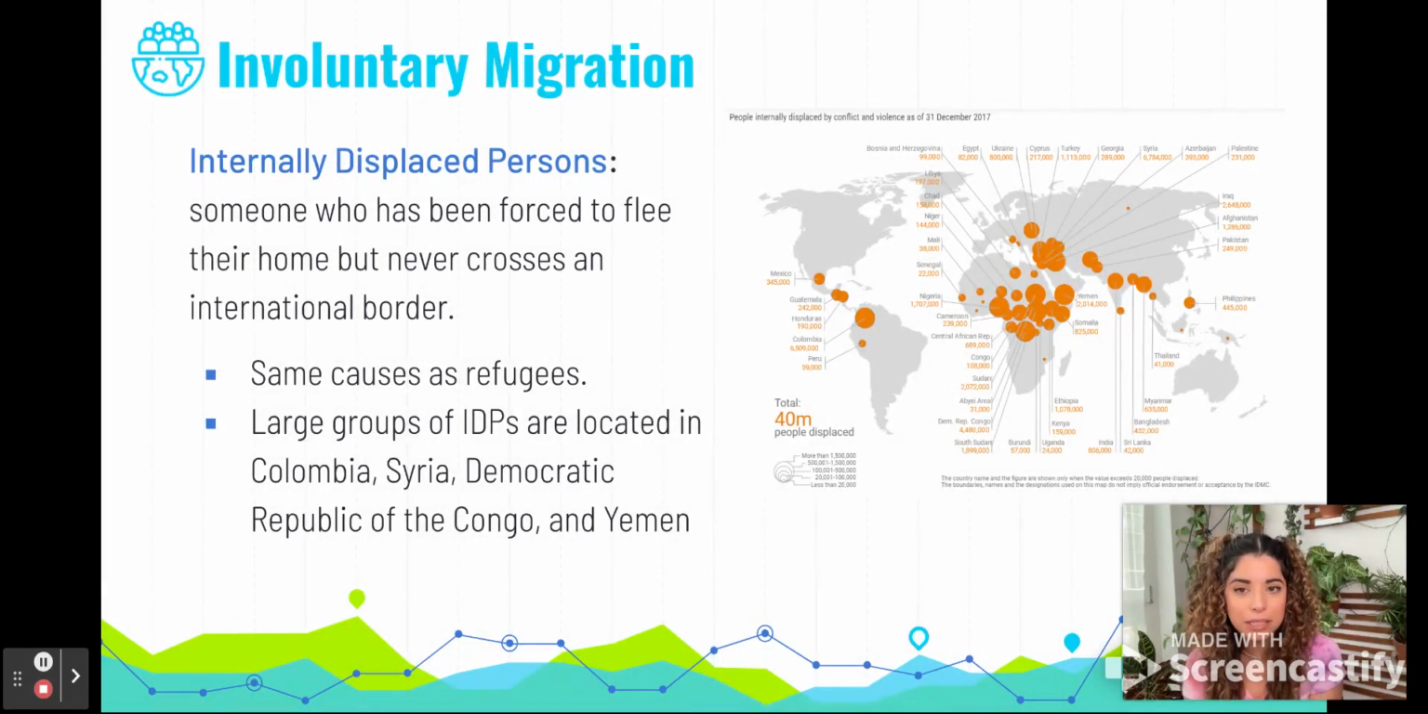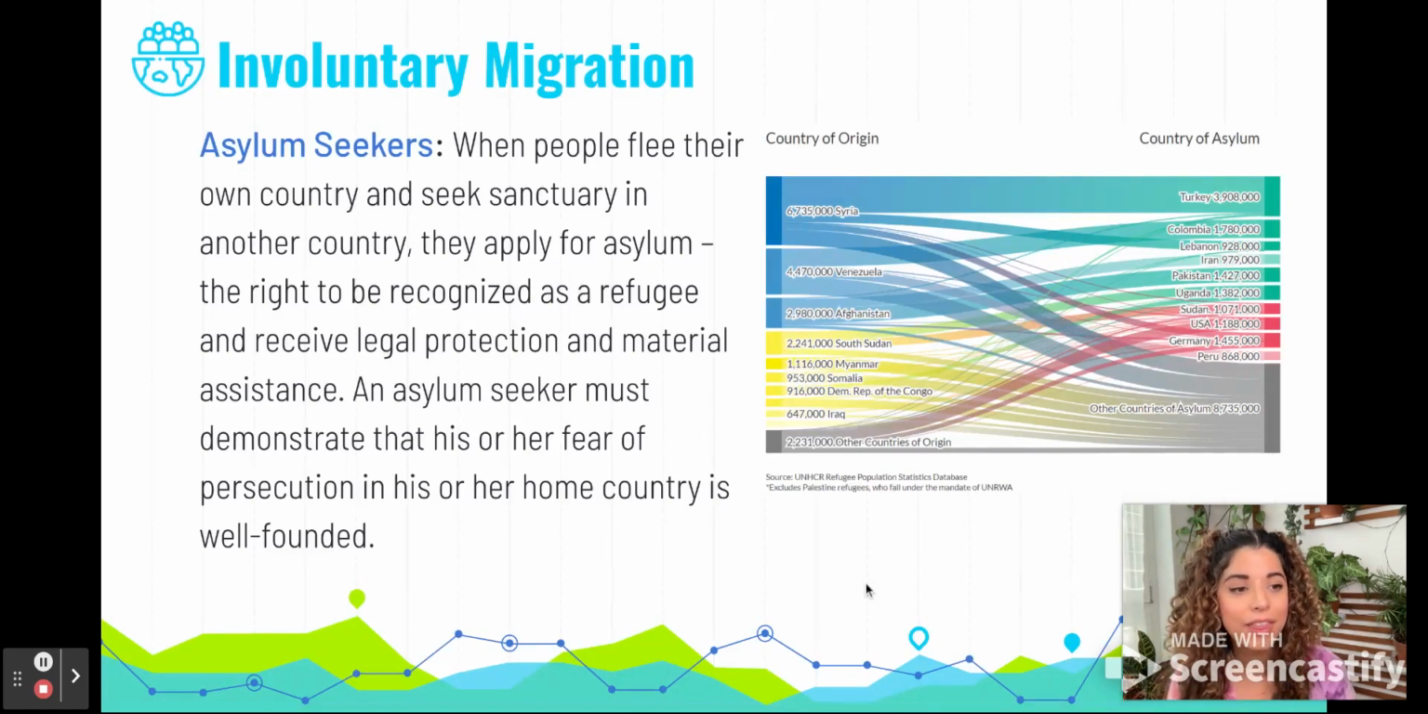Then internally displaced persons. This is almost the same as a refugee, except they have not crossed their national border. They're still within their home country, but they are still displaced. They still have the same issues as refugees, the same reasons for leaving as refugees. So large groups of internally displaced persons, or IDPs, are located in Colombia, Syria, the Democratic Republic of the Congo, and Yemen. And then we have asylum seekers.